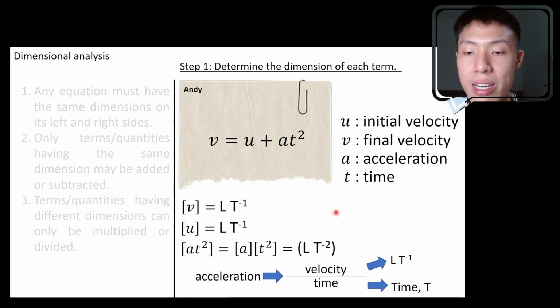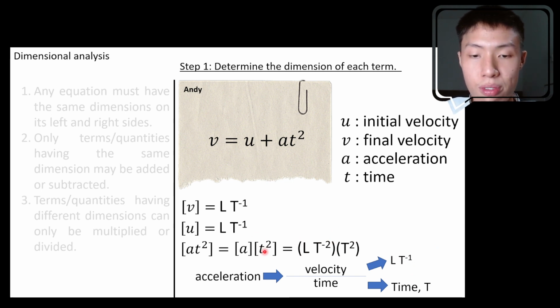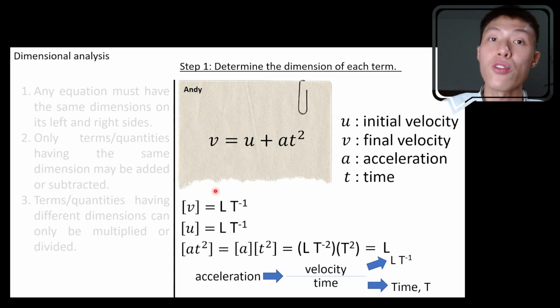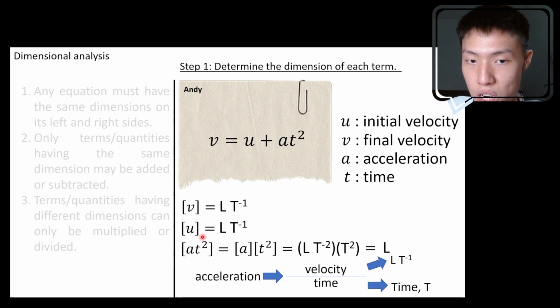And multiplied by T squared, we are not finished. We still have T squared, whose dimension is just big T squared. Now if you multiply both of these together, we get L. So that's the first step: you determine the dimension for all the terms in the equation. Then what do you do next?